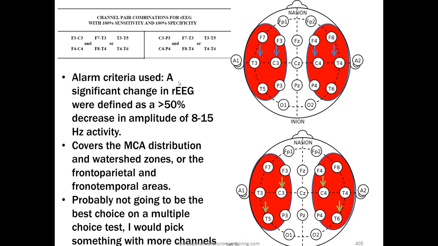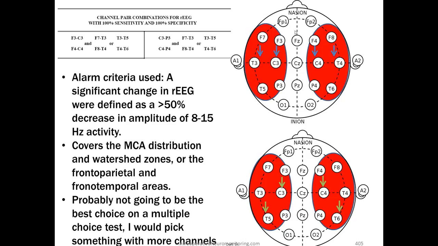So the alarm criteria that they use is a significant change in raw EEG, defined as a greater than 50% decrease in the amplitude of the 8 to 15 hertz activity, or that fast alpha, slow beta activity. It covers the middle cerebral artery distribution and watershed zones, or the frontal parietal and frontal temporal areas. We'll go a little bit more over watershed zones in a second here. Probably not going to be the best choice on a multiple choice test, but I would pick something with more channels if you had that option.